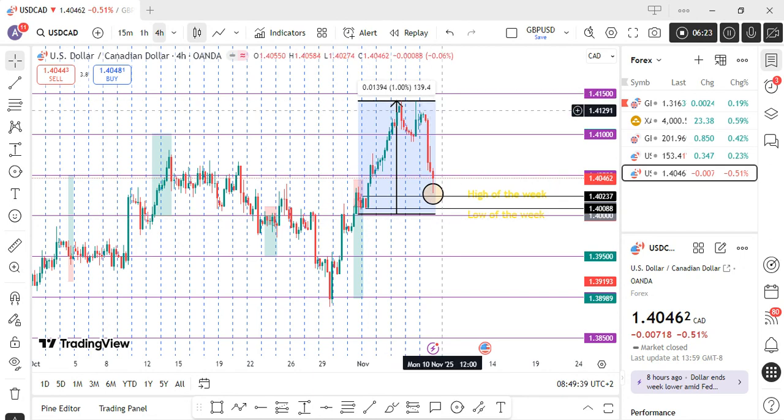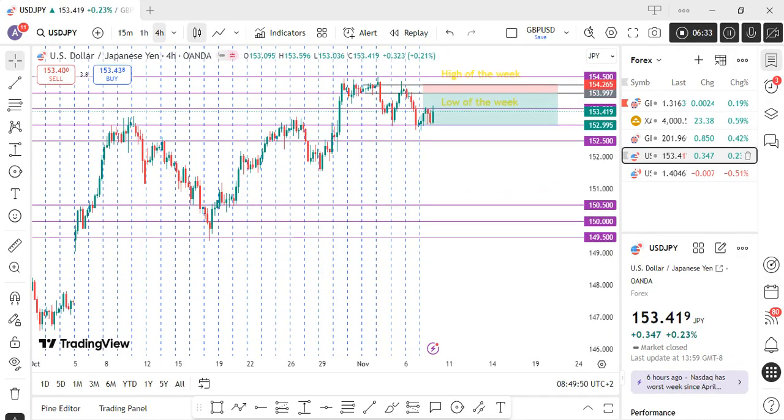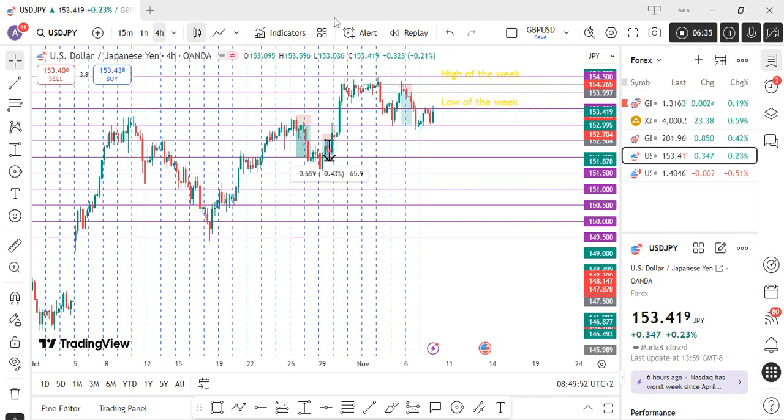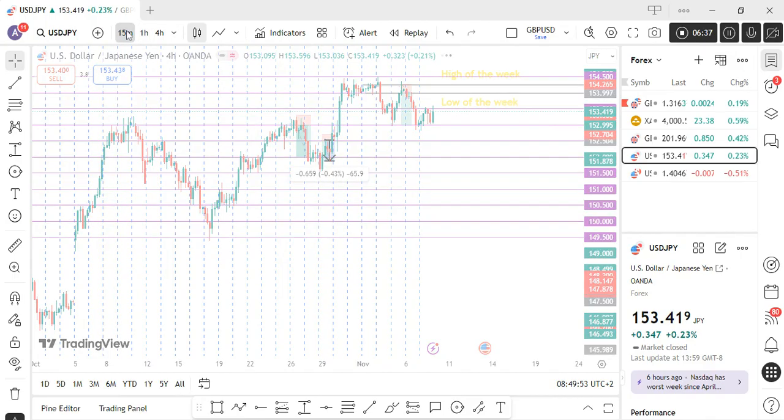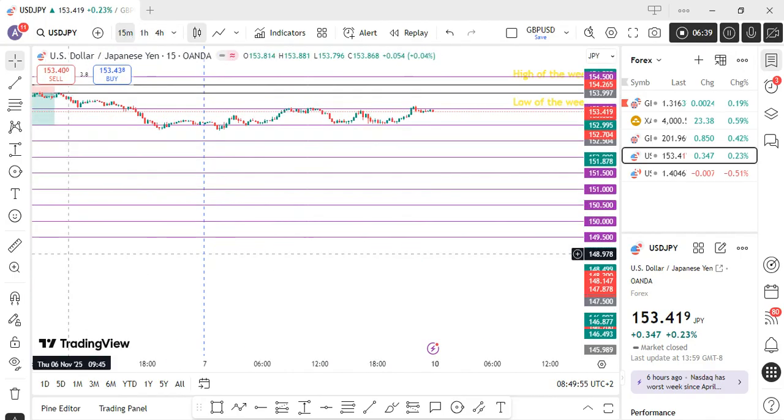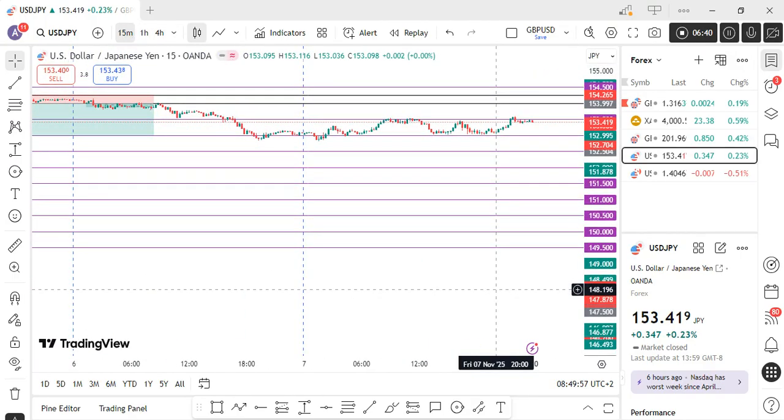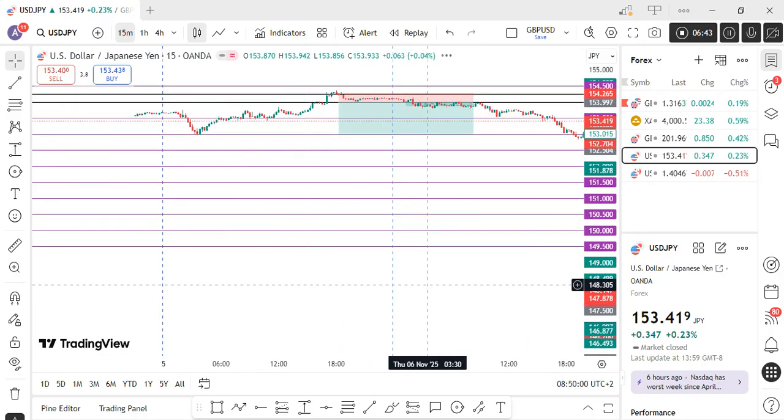139 pip movement on USD card after marking the high and low of the week. So that is definitely it again. Let's go back to USDJPY. Okay, on USDJPY on this day, I was selling. I was selling USDJPY on this day.